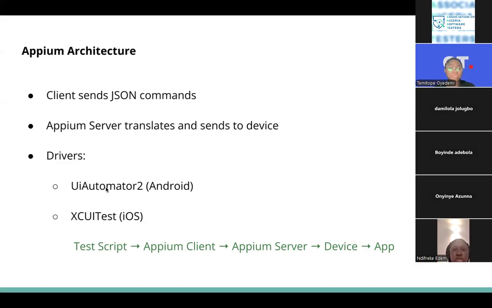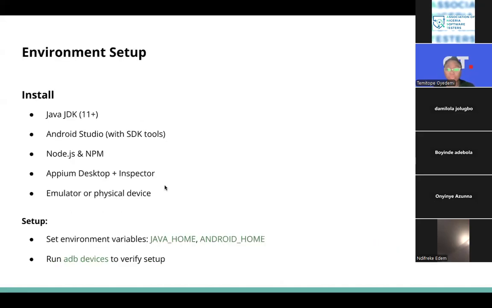So you must have been hearing about drivers when you work with Selenium and some other automation tools. When it comes to Appium 2, we have drivers too: UI Automator 2 and XCUITest. UI Automator 2 is used for Android. XCUITest is used for what? For iOS. So in this class, we'll be focusing on UI Automator 2.